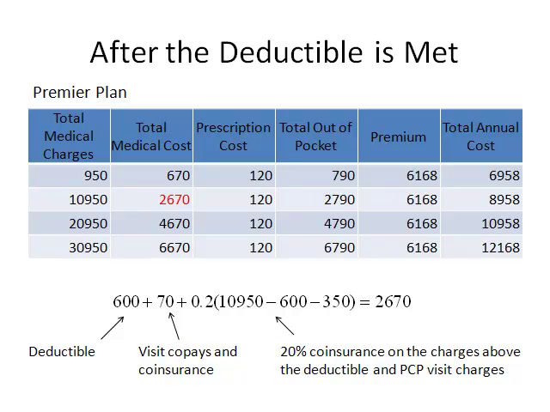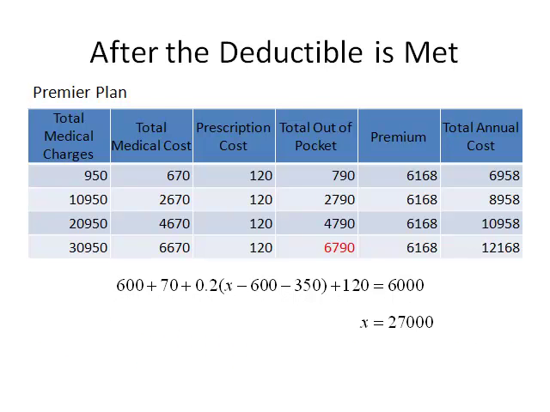Once the coinsurance kicks in, the total medical cost is calculated by adding the deductible, the cost of the visits, and the 20% coinsurance of all charges above the deductible and visit charges. To determine the charge at which this occurs, form an equation with the out-of-pocket maximum of $6,000 on one side and the total medical cost plus the prescription cost on the other side. The solution to this equation is x equal to 27,000.